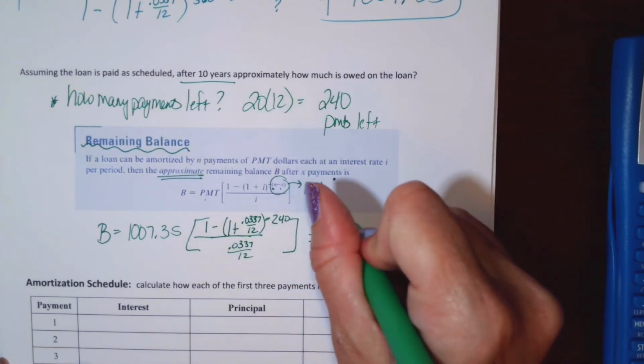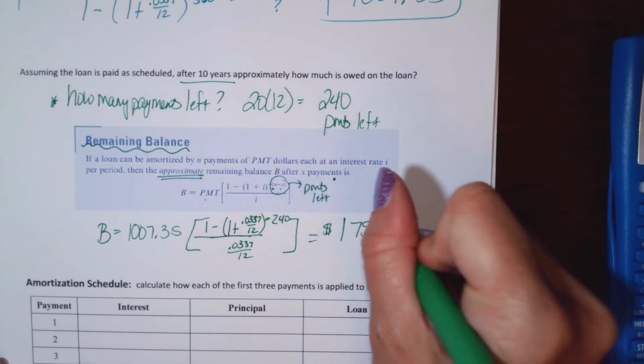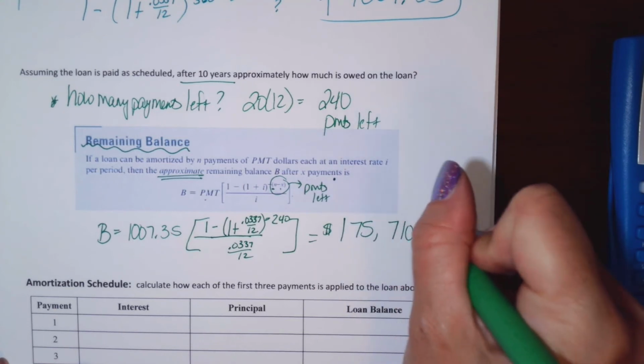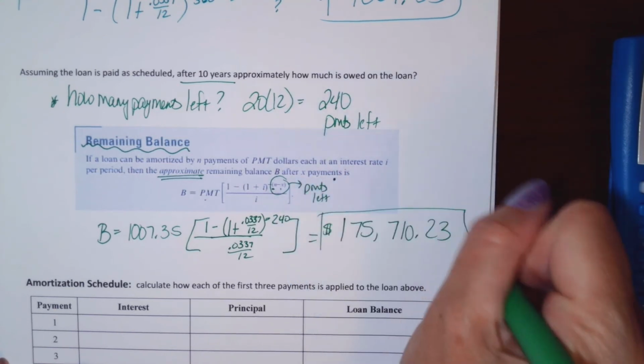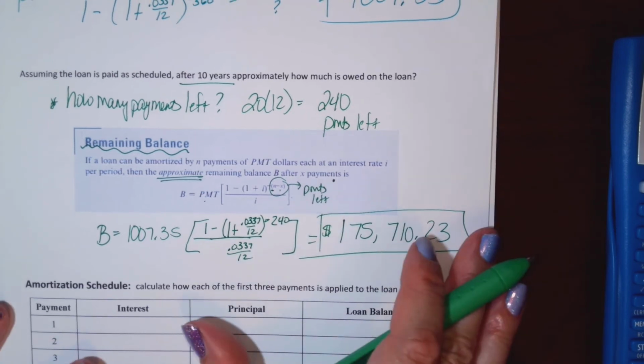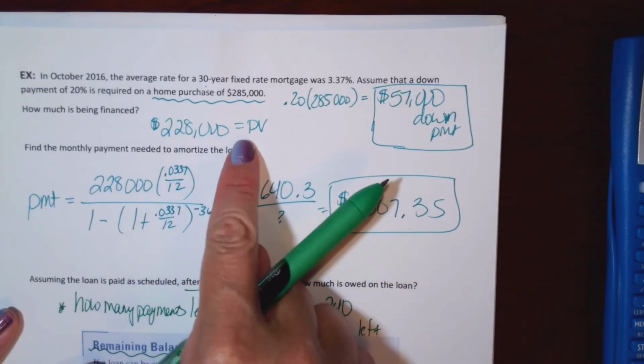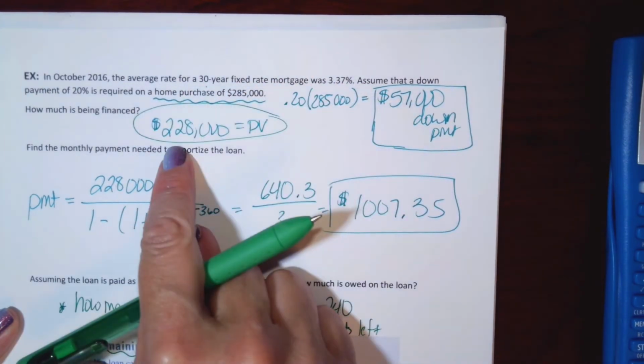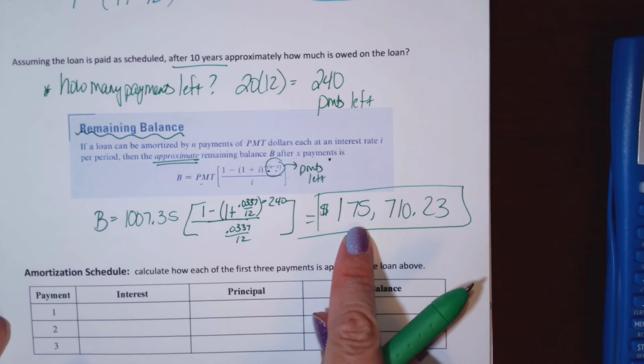The balance remaining on the house is $175,710.23. That's how much is still owed. So, how much did we borrow? Well, we borrowed $228,000. This is how much we still owed.